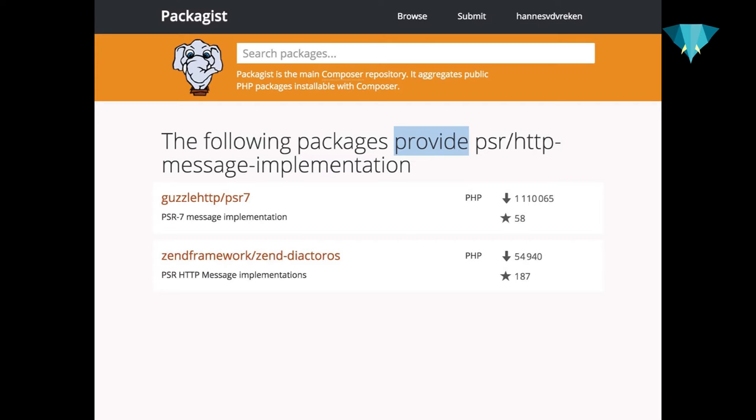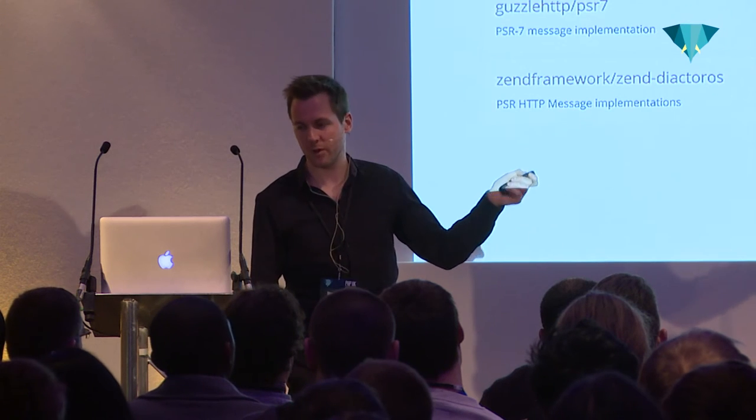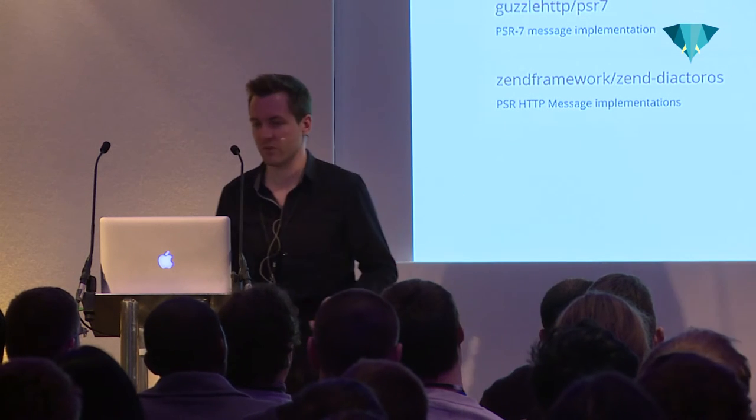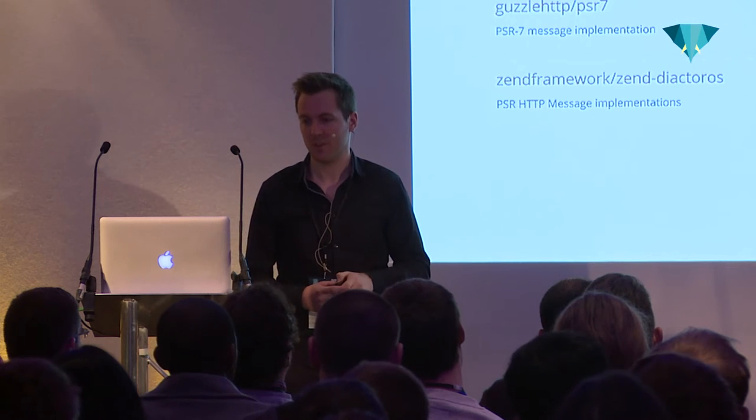You cannot install this. But here's a couple of implementations available for you that you can use to actually fulfill this requirement of this psr/http-message-implementation package. And at the top, we will see that there's guzzlehttp/psr7 and Zend Framework's implementation. And you can see this is an old screenshot. It says 1 million downloads, but it's far beyond 3 million now. So it's the most used implementation.